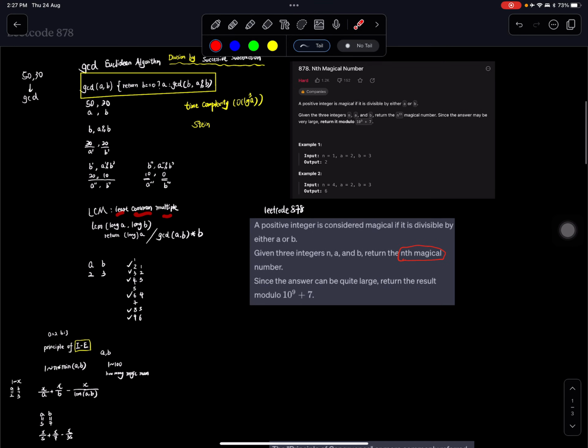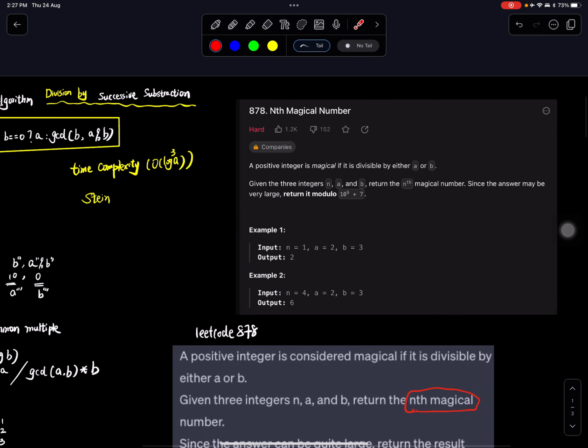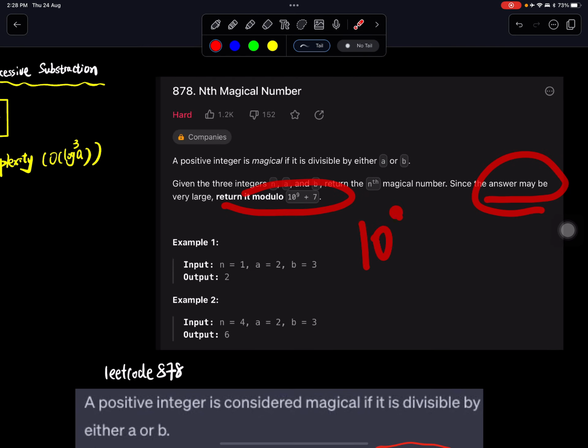Then after doing this, we can take a look at the LeetCode question 878, N-th Magical Number. A positive integer is magical if it is divisible by either A or B. Given three integers N, A, B, return the N-th magical number. Since the answer may be very large, return it modulo 10 to the power of 9 plus 7.